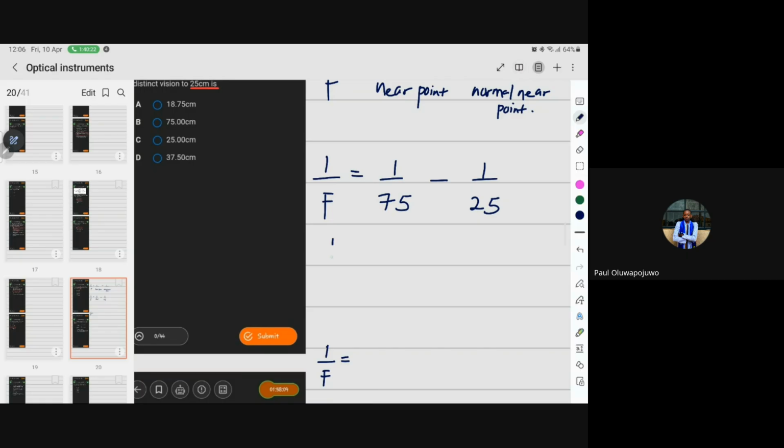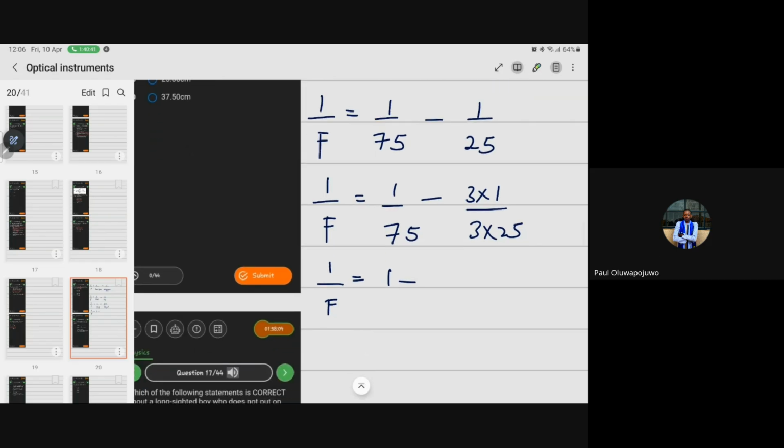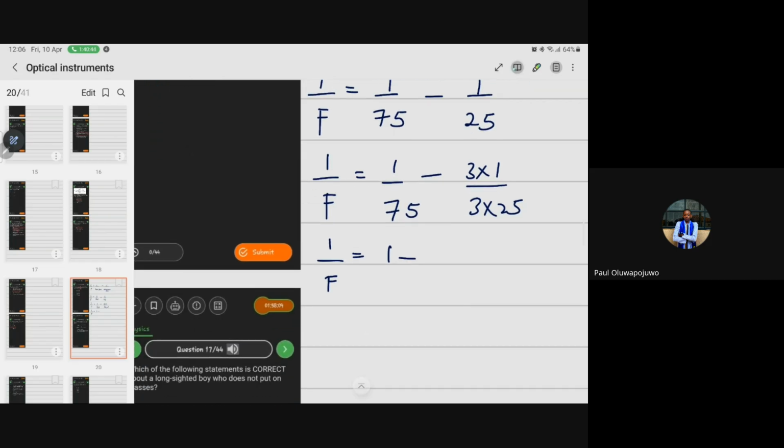We can go like this: 1/f is equal to 1/75 minus 1/25, multiplying here by 3, using equivalent fractions now. Just follow through. So I'll have 1/f equal to 1 minus 3 all over 75, because this one also is 75. So 1/f is equal to minus 2/75.